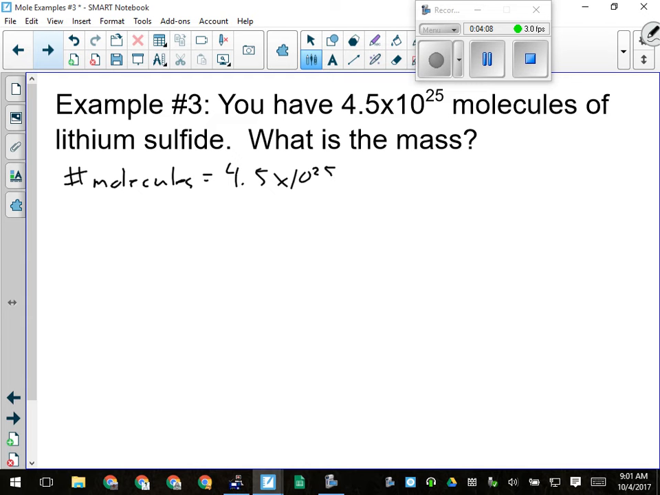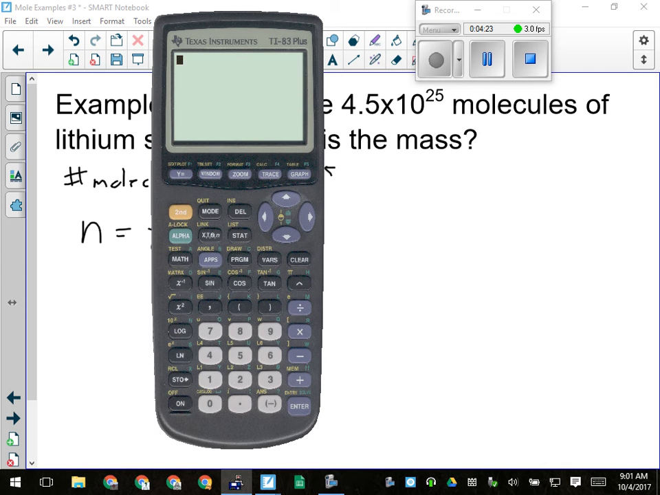So why don't we do that first? We'll find what N is by going 4.5 times 10 to the 25, the number of molecules, divided by Avogadro's number, the number of molecules in 1 mole. And that'll give us our number of moles. So there's the number of molecules we had divided by Avogadro's number.